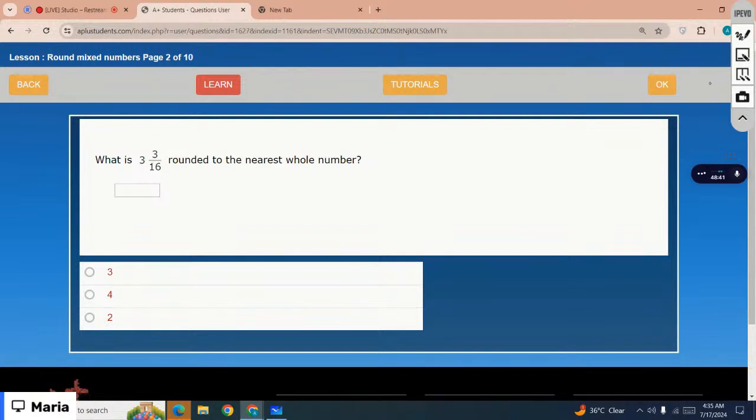The correct option is 3 over 16. 3 over 16 is less than half. So you need to round to the same whole number. The correct option is 3.